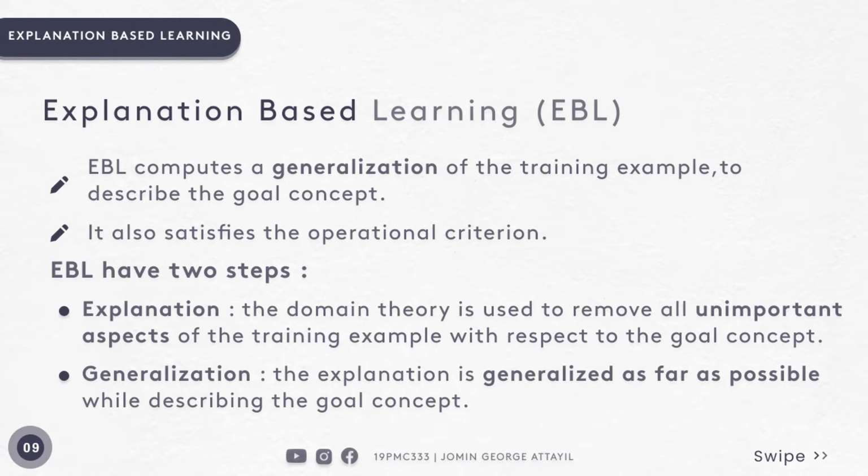Explanation means the domain theory is used to remove all unimportant aspects of the training example with respect to the goal concept. And generalization means the explanation is generalized as far as possible while describing the goal concept. So we need to give only the generalized goal that should satisfy all the rules and that should be suitable for all the examples also. So this is called explanation-based learning.